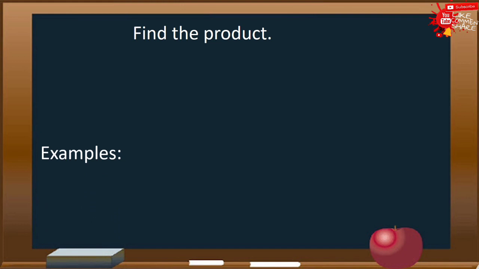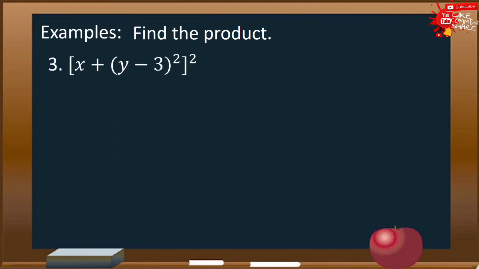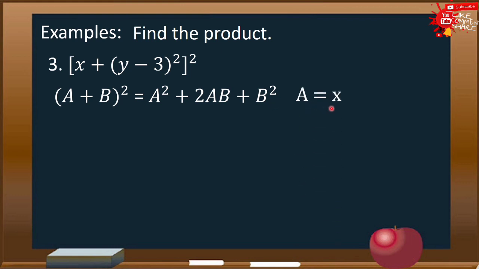Now, let us have our third example. So, we have here the square of x plus the square of y minus 3, or the quantity x plus the square of y minus 3 squared. So, again, following our mathematical sentence, we have the square of a plus b is equal to a squared plus 2ab plus b squared. And then let us identify the value of a, which is x, and the value of b, which is y minus 3. Then let us substitute it here.